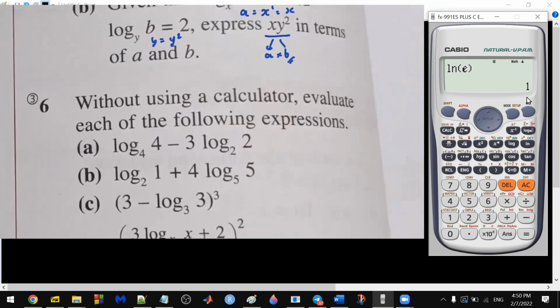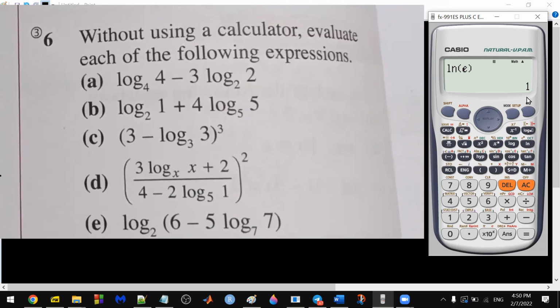Next. Question 6. Without using our calculator, evaluate each of the following expressions. That's a 1. That's also a 1. -2. Yes. Next one. Whenever you have a 1 here, you have a base 2, you raise it to a certain power, you get 1. What is that power? 2 power something equals 1. 0. So it's just 0. Exactly. This is just 0. Good.